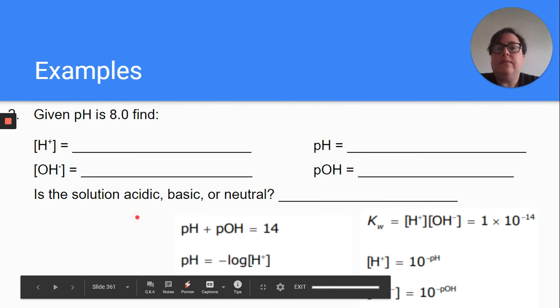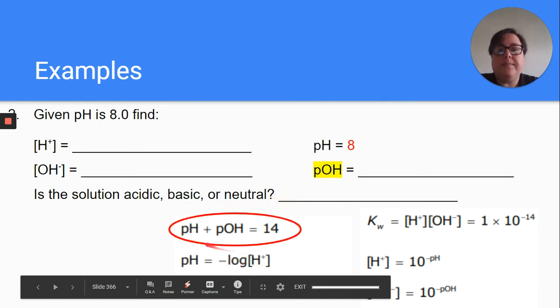Here we're given our formulas. Here we're given the pH of 8, so I can automatically fill in pH is 8. Where do I want to go next? Let's go pOH. Again, it doesn't matter the order you do these in. If we want to find pOH based on our pH, we would look at this formula: pH plus pOH equals 14. So if the pH is 8, pOH has to be 6. They have to add to 14.